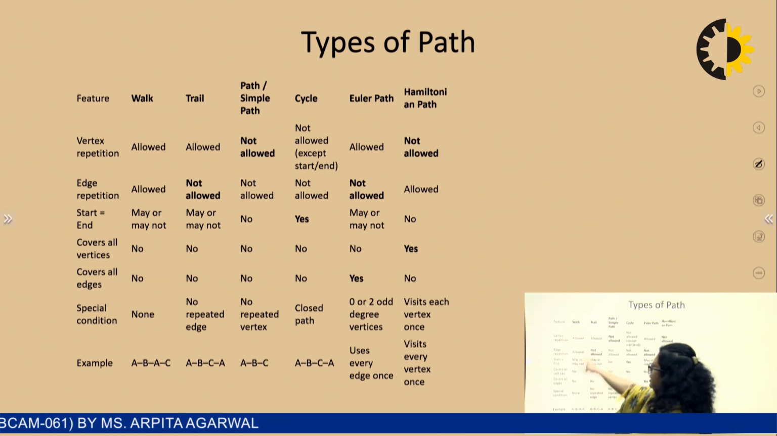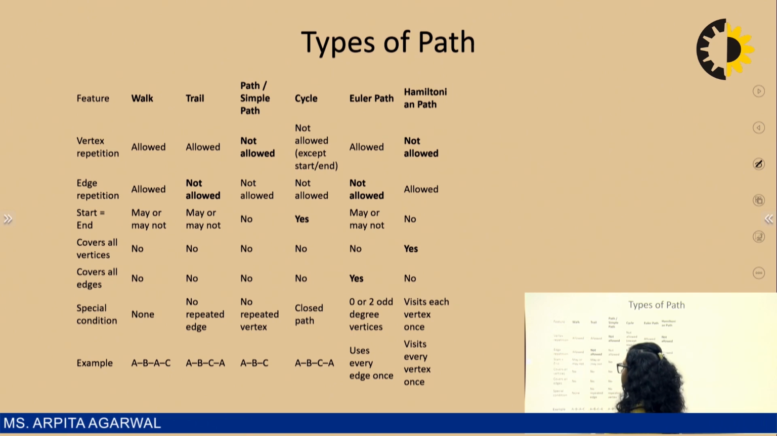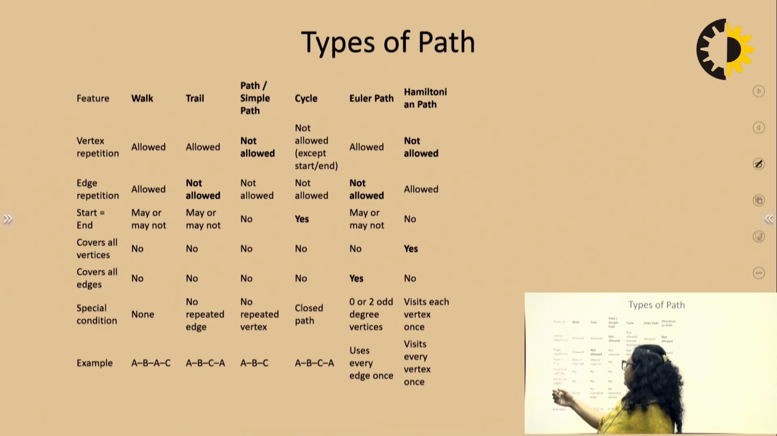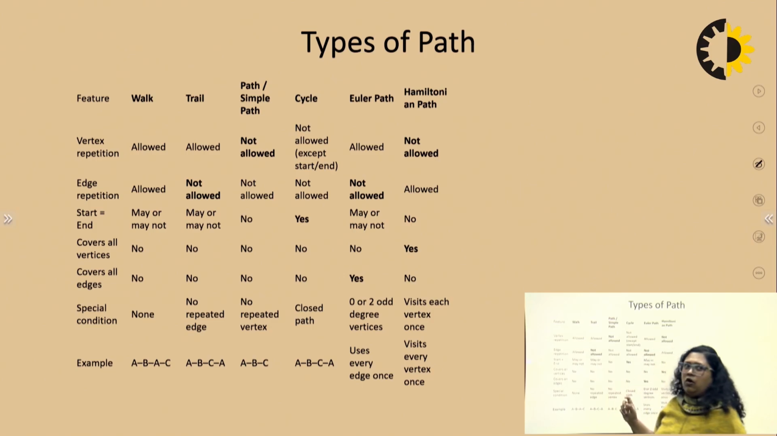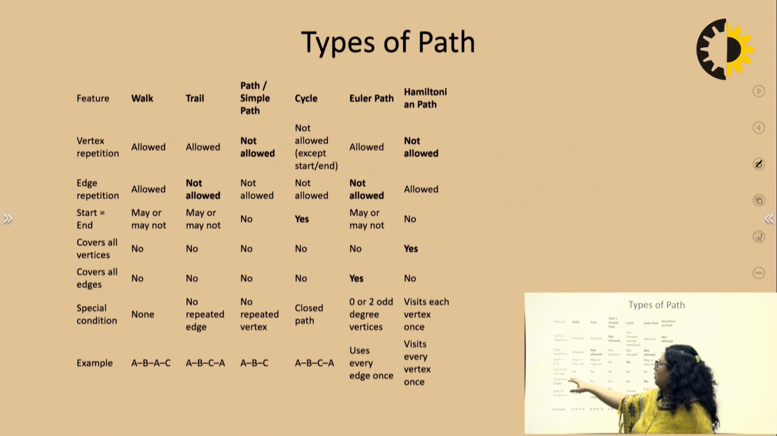And these are the features: vertex repetition, edge repetition, start and end, covers all vertices, covers all edges, and specific condition. So if we come to walk, a walk allows vertex repetition. Also, a walk allows edge repetition. In a walk, the start and end vertices may or may not be the same. Does a walk cover all vertices? No, it is not necessary. Does it cover all edges? No. There is no special condition in a walk.